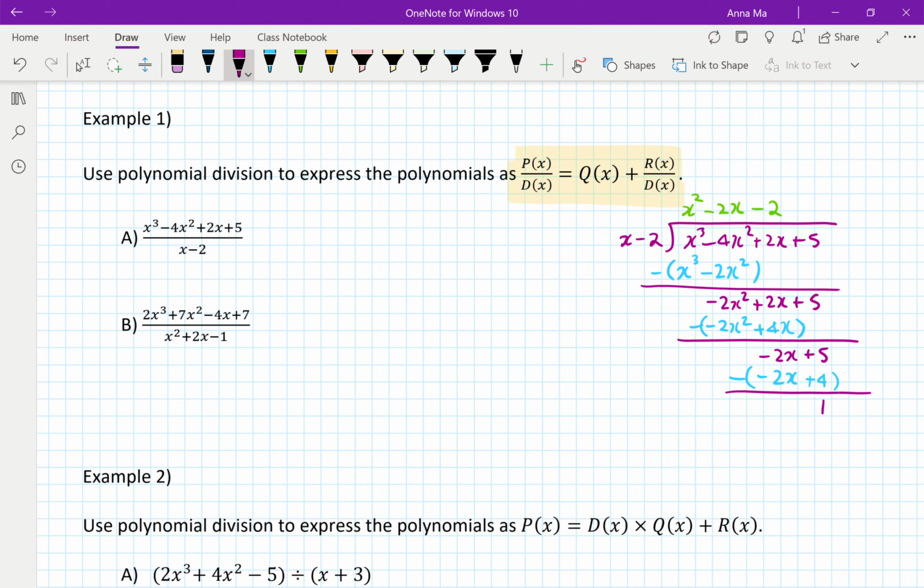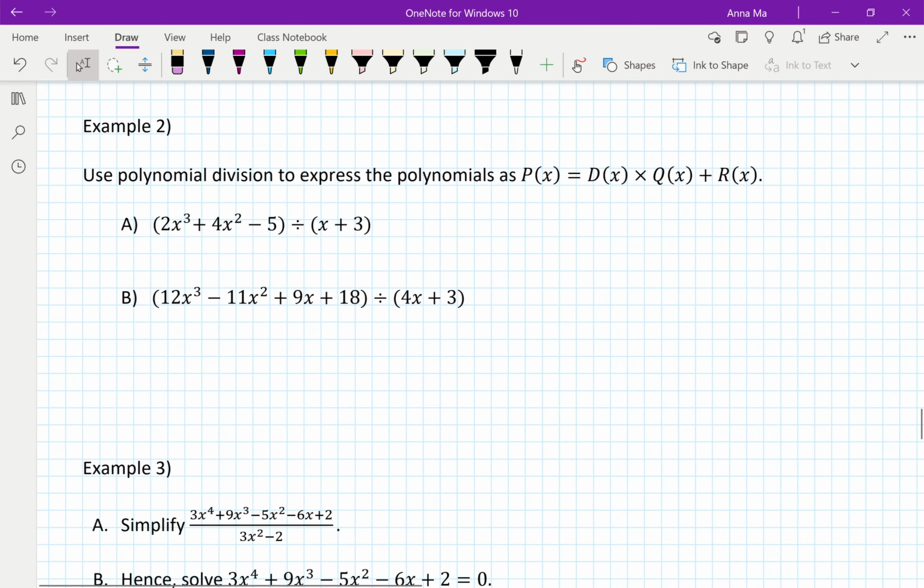That's a small remainder. So then I should be able to express this division as my quotient plus remainder over divisor. That is literally what we have been doing in the previous questions. So I hope you can do part B by yourself, but it is a trinomial divisor, so good luck with that. That could be a little bit more difficult for you guys.